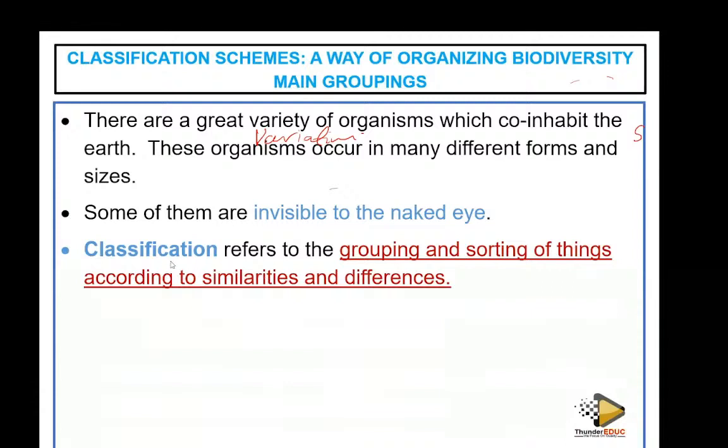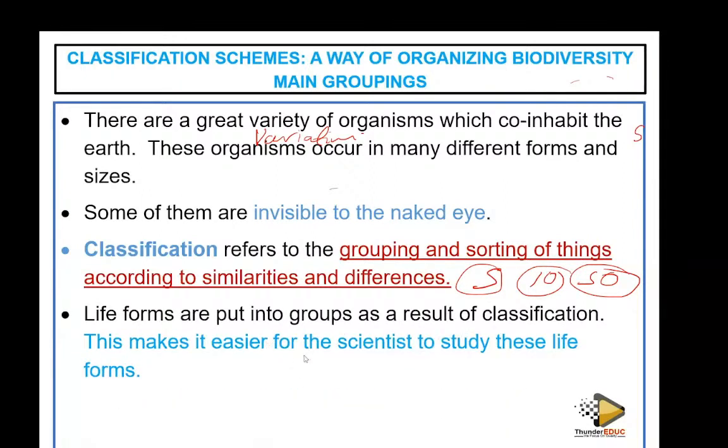So in this case, this classification might not be basically on life science. If you go and start sorting coins, for example, you have 5 rand, you have 10 notes, and then you have 50. When you have a lot of money and you start categorizing them based on this, you are classifying them, the 5 rand, the 10 notes, and then the 50 notes. You see that that's how even other organisms are being classified. So this makes it easier for the scientists to study these life forms.